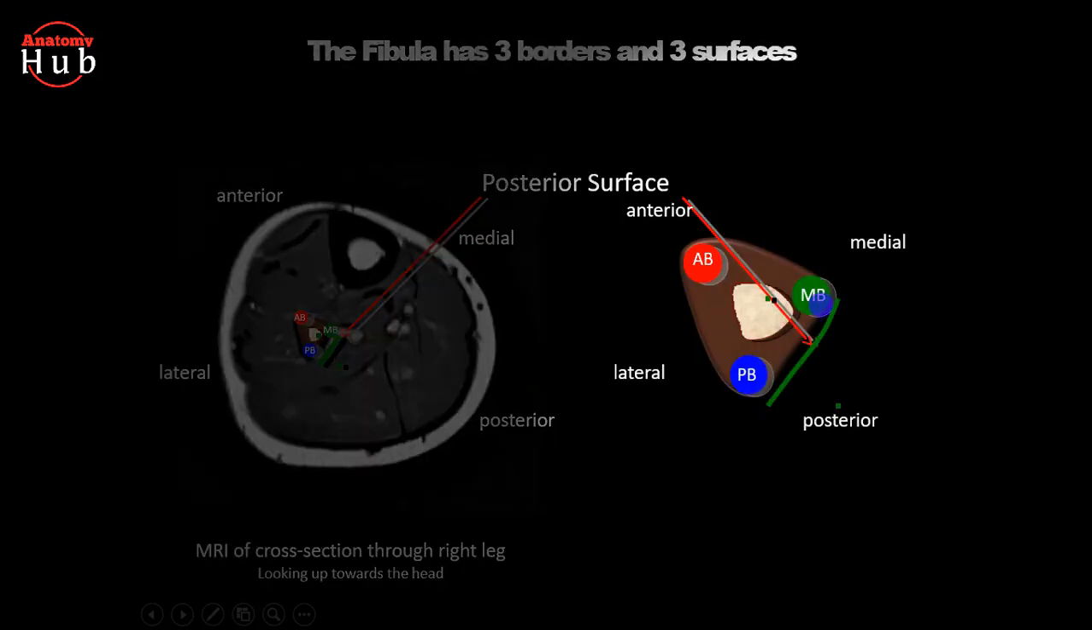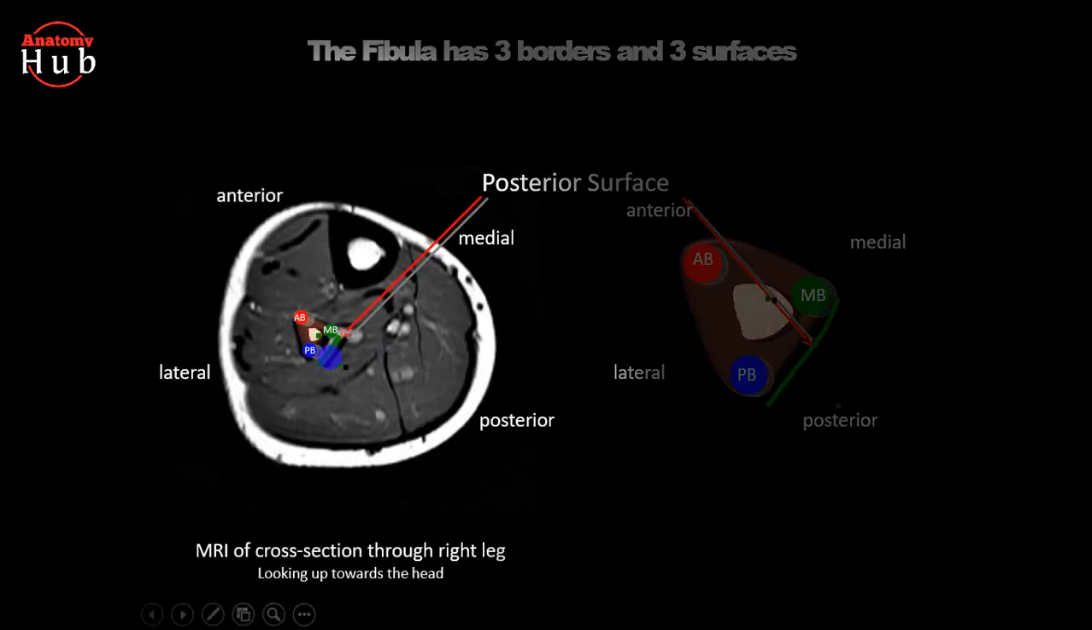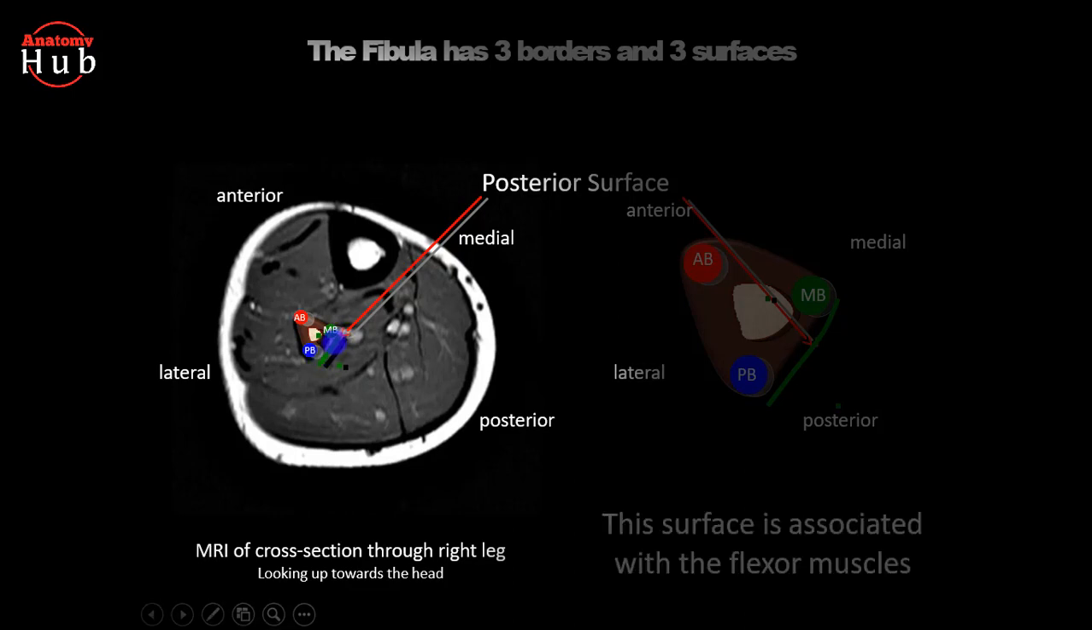Then you will see another surface, that is your posterior surface. This posterior surface you can observe over here in the MRI also. So this is in between the medial border and the posterior border. This surface is associated with the flexor group of muscles. Whatever muscles are present at the back of your leg are related to this posterior surface, and all these muscles are mainly the flexor group of muscles. That means they help in plantar flexion of the foot.